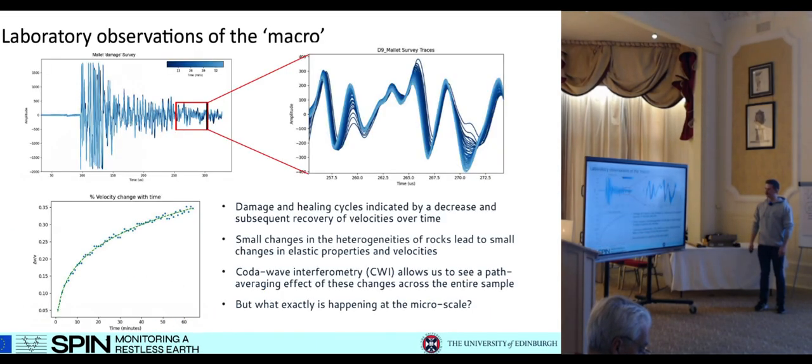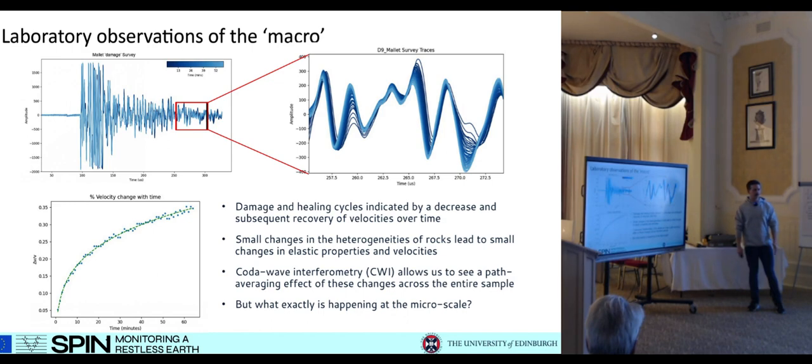I'm also looking at these damage and healing cycles that we see in rocks. These mainly come from observations at fault zones where you have a large magnitude event which causes a drop in velocities that then recover over time. While we see that in the field, we can also capture this in the lab. Last year I did some very basic experiments where I took a rock sample and essentially whacked it with a hammer and then just recorded waveforms over time, mainly to get an idea of what the magnitude and the time scale of these damage and healing cycles are.